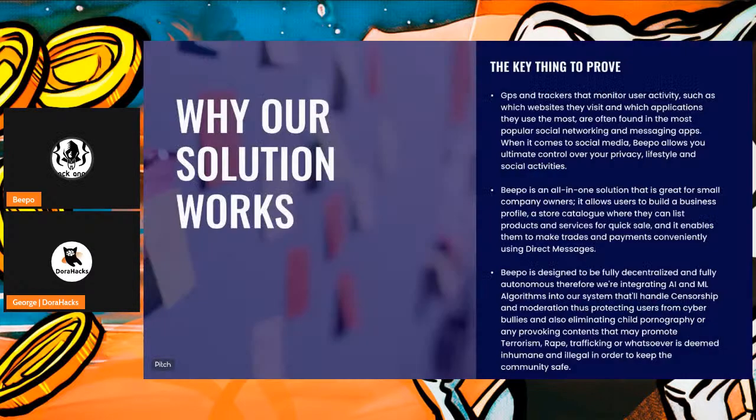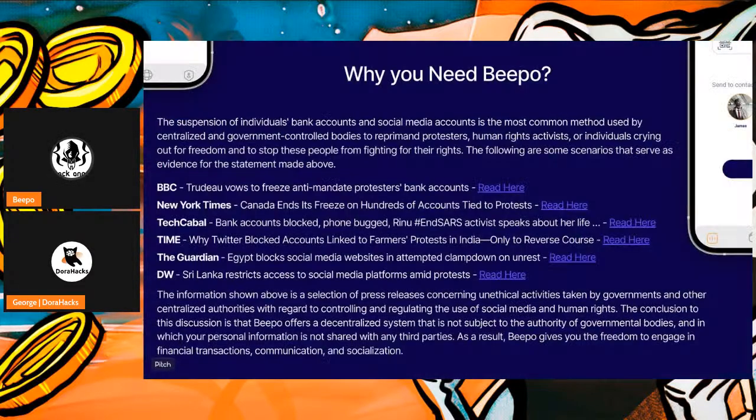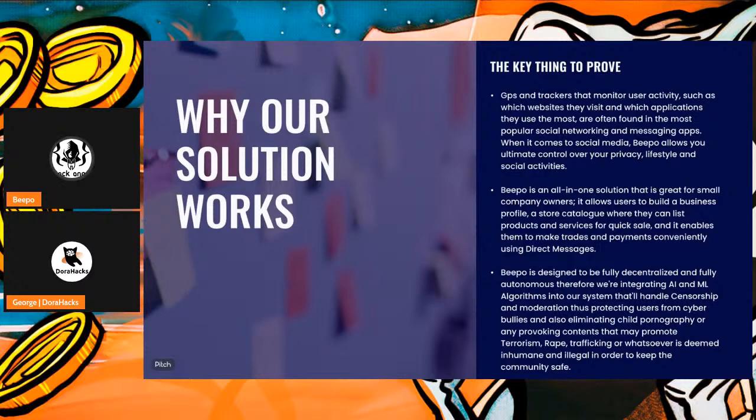Okay, this is why we need Beepo. The suspension of individuals' bank accounts. We all know these are based on political concerns. When individuals come out to speak for their rights, and if this is affecting certain political goals, then their accounts or their tweets or whatever decisions they make are automatically censored because it seems to have triggered some political powers.